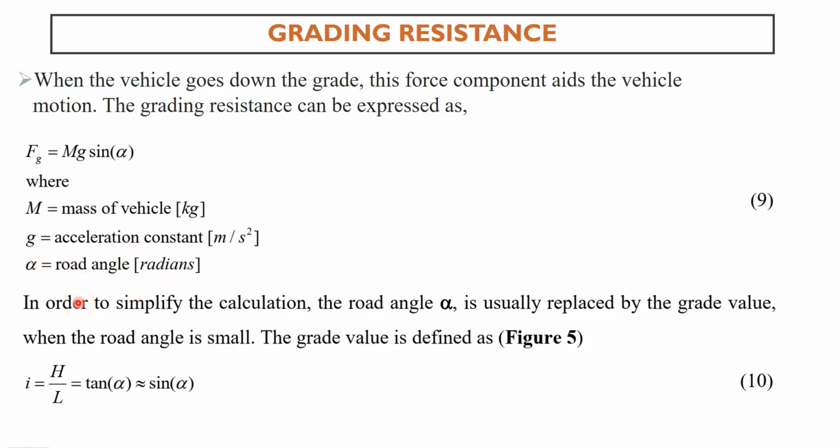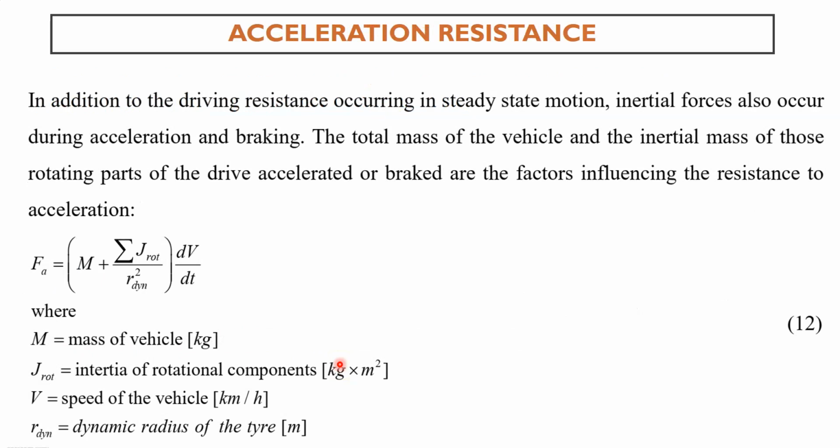In order to simplify the calculation, the road angle alpha is usually replaced by the grade value when the road angle is small. The grade value is defined as i is equal to h by L. Next is acceleration resistance. In addition to the driving resistance occurring in steady state motion, inertial forces also occur during acceleration and braking. The total mass of the vehicle and the inertial mass of those rotating parts of the drive, accelerated or braked, are the factors influencing the resistance to acceleration. This is shown using the equation F of A is equal to m plus sigma j rotation by r square, into dv by dt.